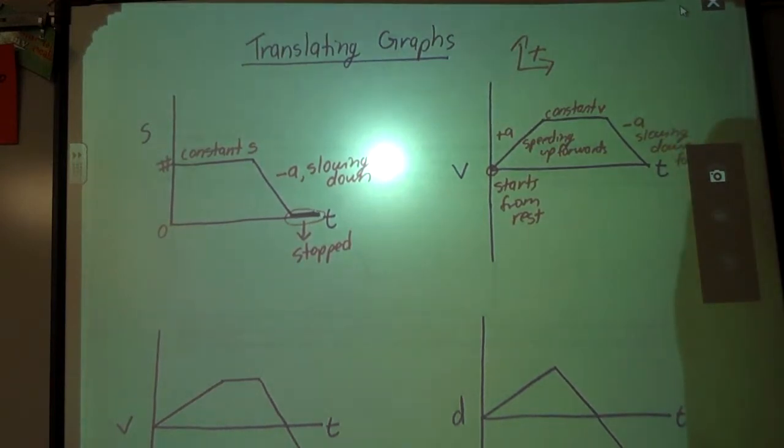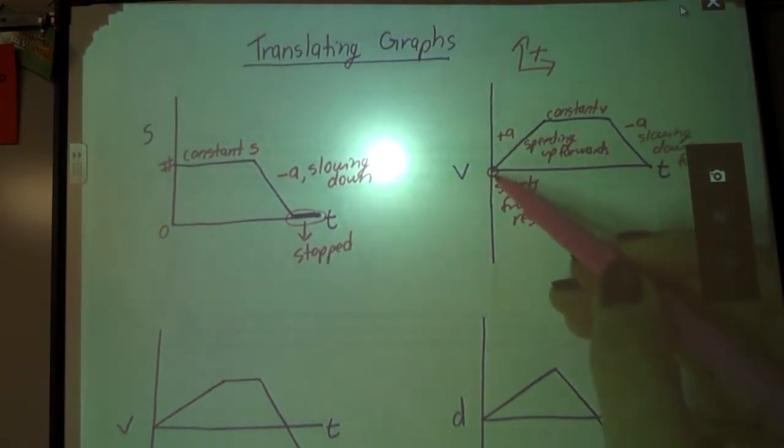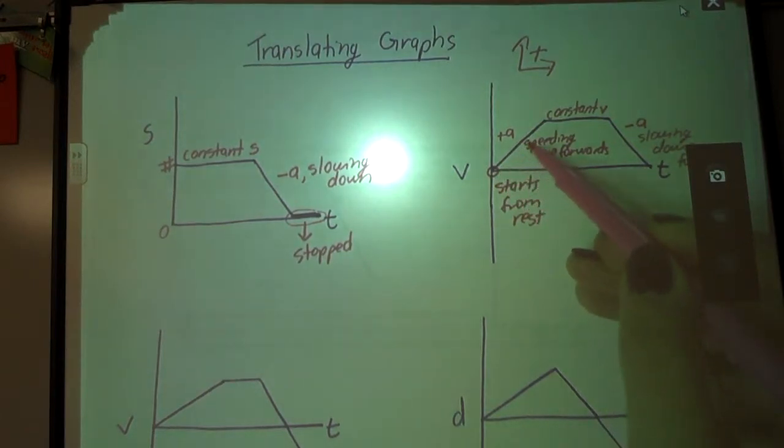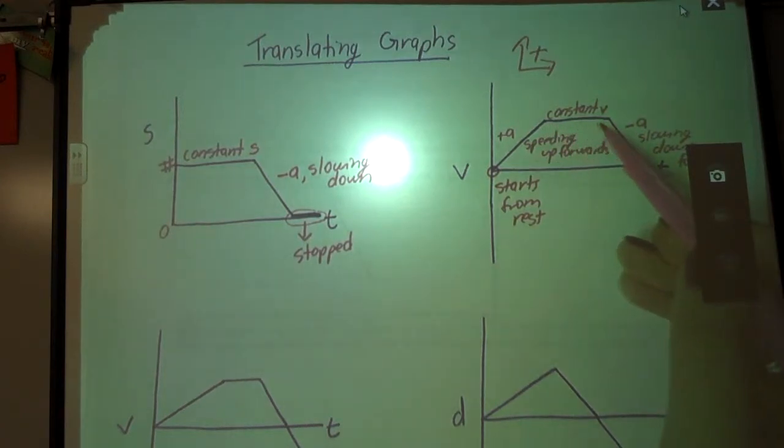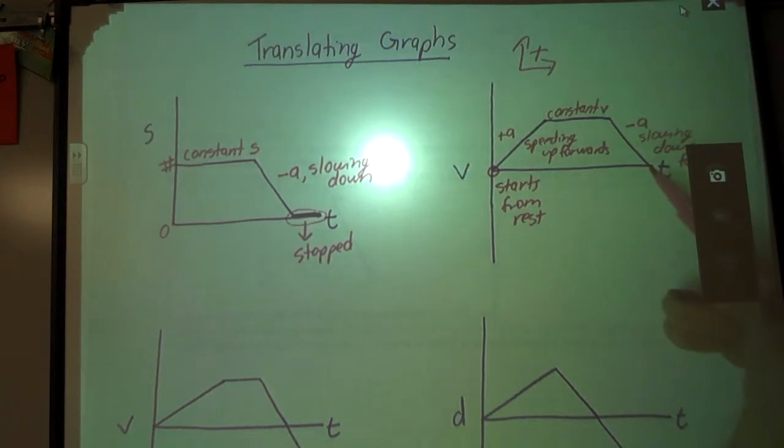So, think of this as you were at a stoplight. You accelerate your car as the light turns green. You go a constant velocity down the road a little ways. You see another stoplight. You start slowing down, and here's the red light.